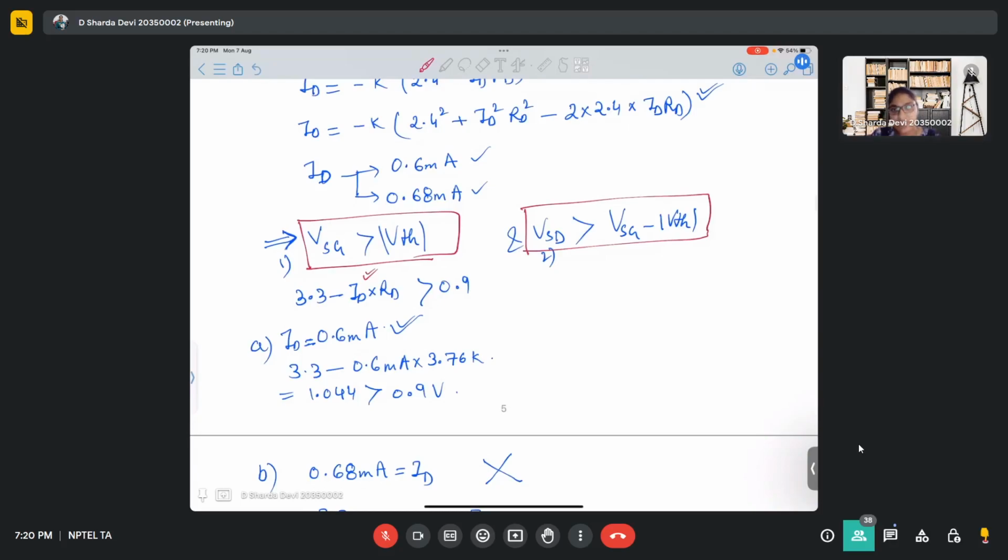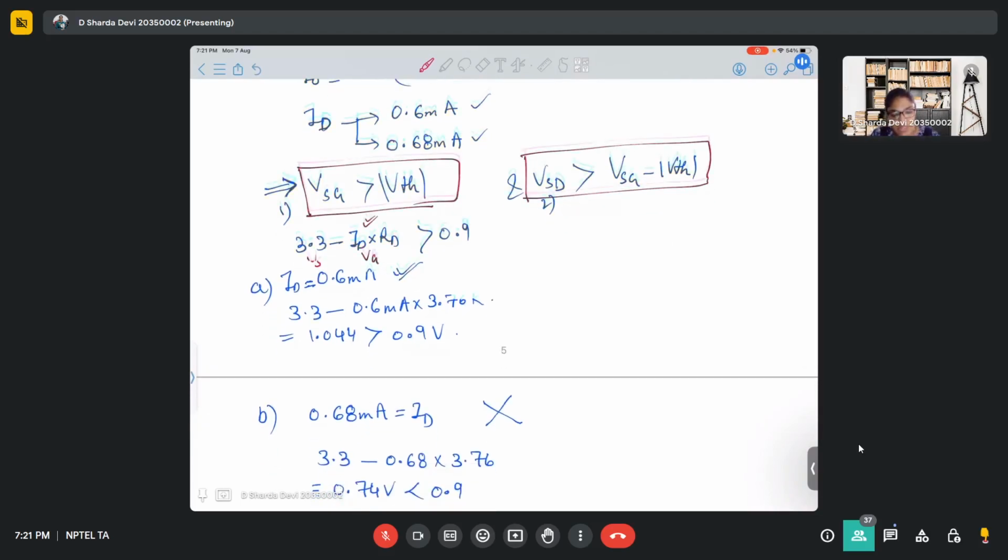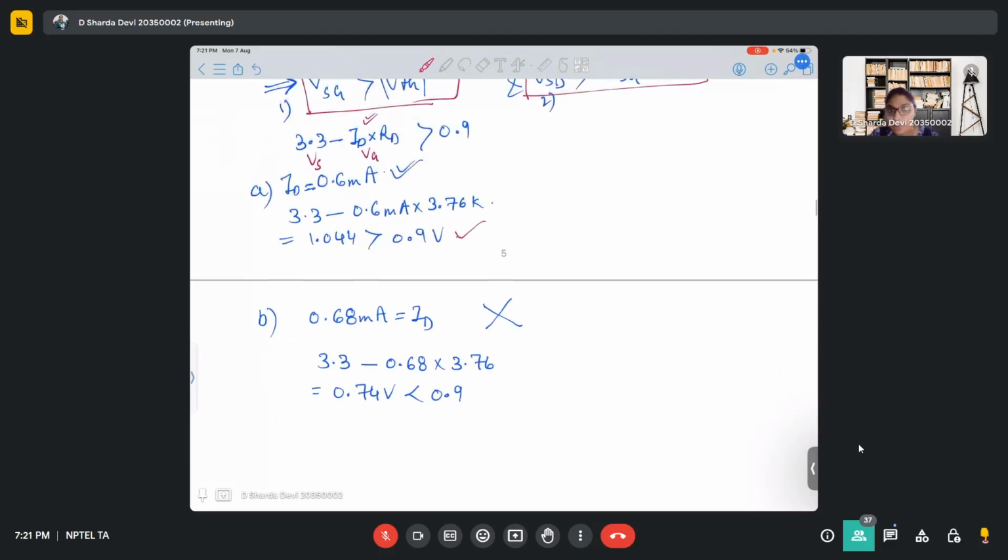We started with the first expression, where VSG should be greater than VTH. This is Vs, this is Vg. We were trying to calculate if VSG is greater than VTH. For 0.6 milliamperes, we got it correct. But for 0.68, it was incorrect. Which shows that 0.6 milliamperes is the correct answer. Is this clear?